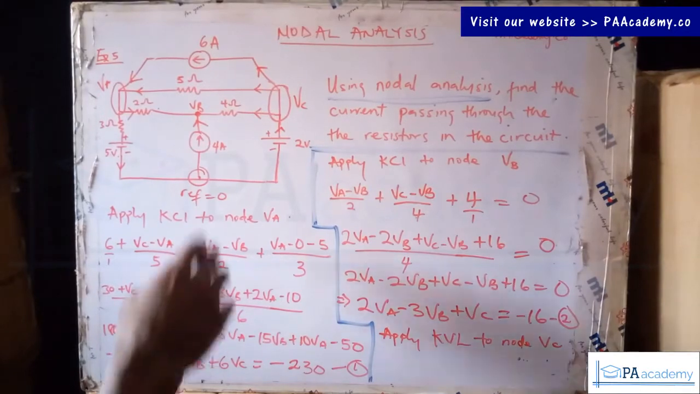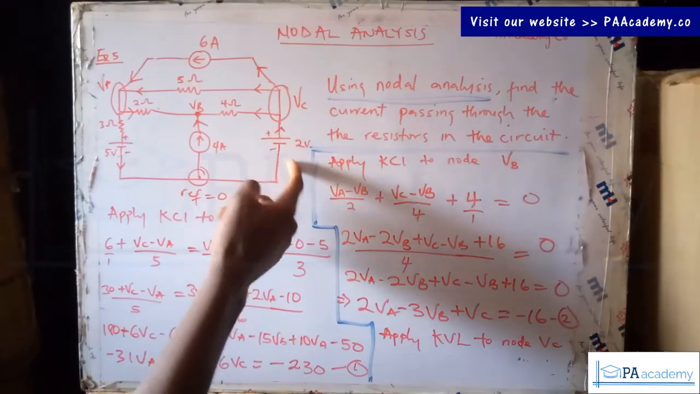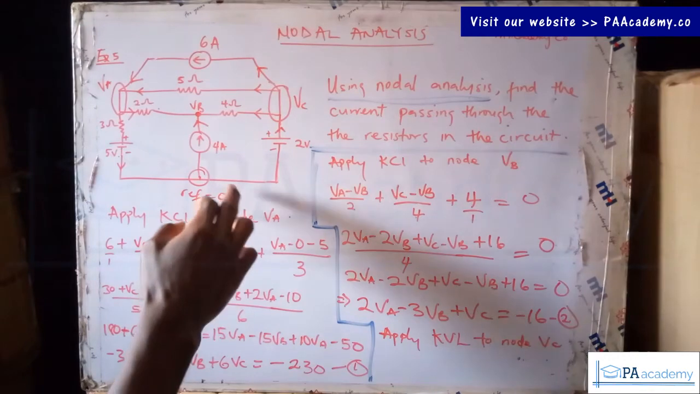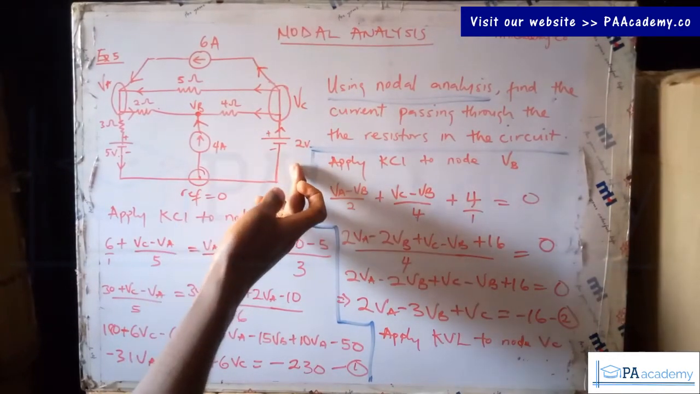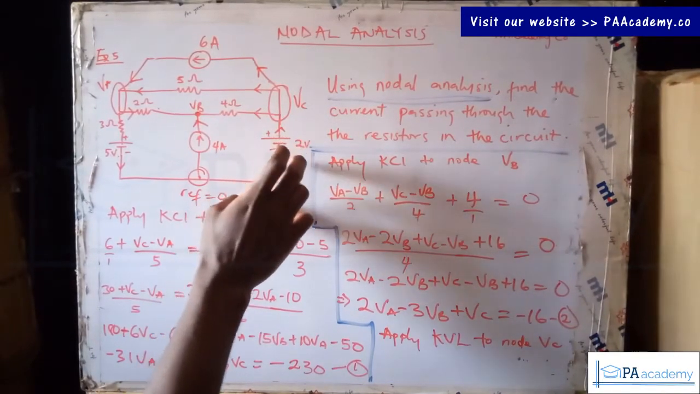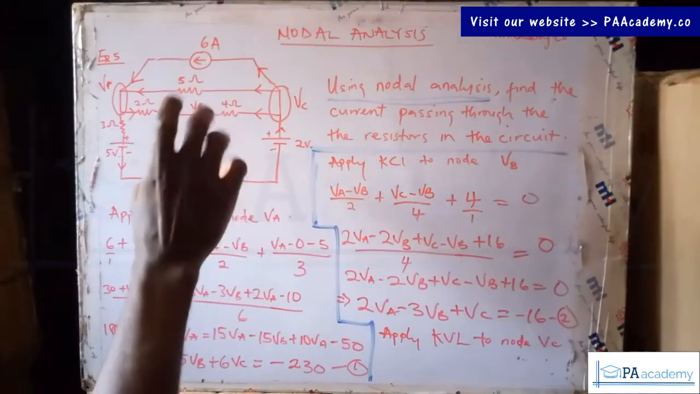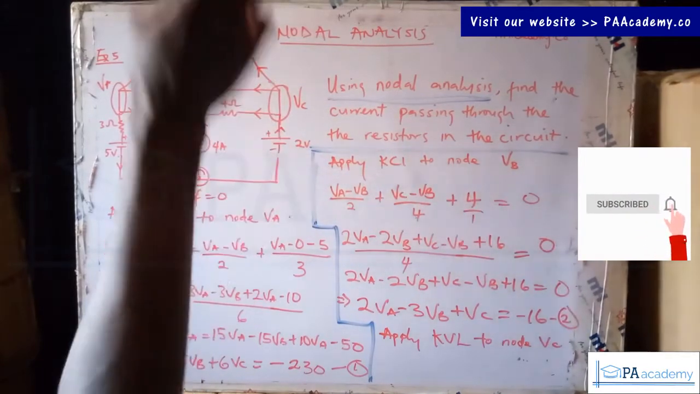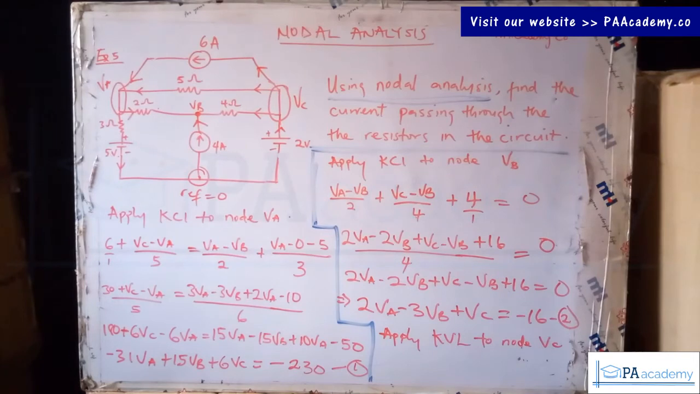So when you notice that a particular branch leading to a particular node is having only a voltage source, what you can do to make your work much easier is to make sure that branch is the only one having a voltage source leading to that particular node. If there's no other branch having just a voltage source attached to the node, just make sure that is the only one leading to that node. I hope what I'm saying makes sense.